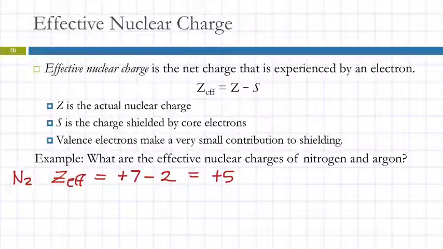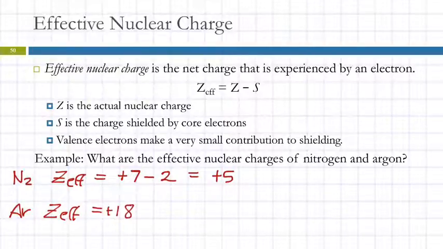Okay. What about argon? What's the effective nuclear charge for argon? Well, argon has 18 total electrons, right? And how many valence electrons? 8. So the rest are core electrons, so 10. And so it has an effective nuclear charge of +8. That make sense? You take the actual atomic charge and you subtract the number of core electrons. That's your effective nuclear charge.